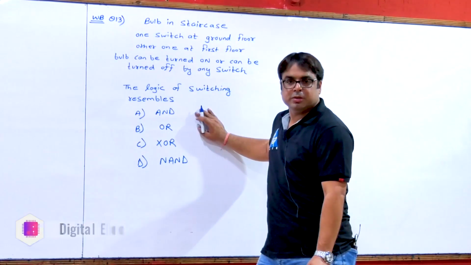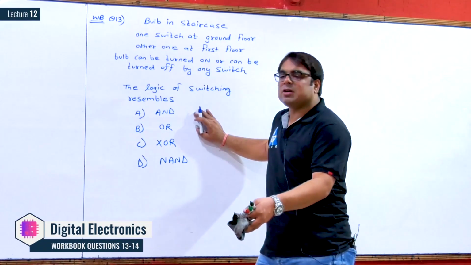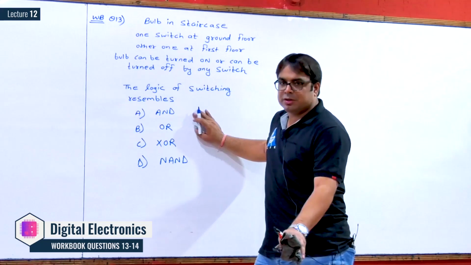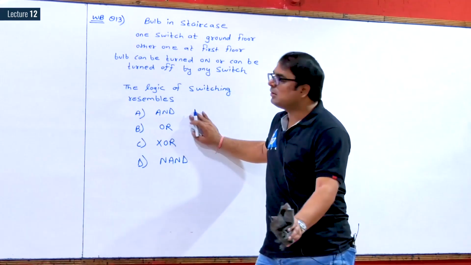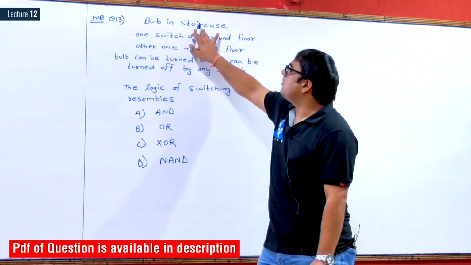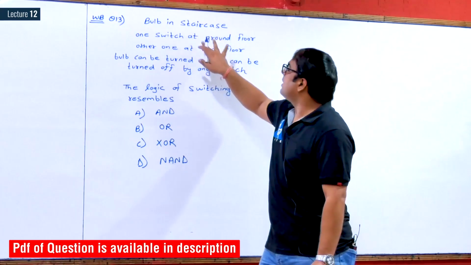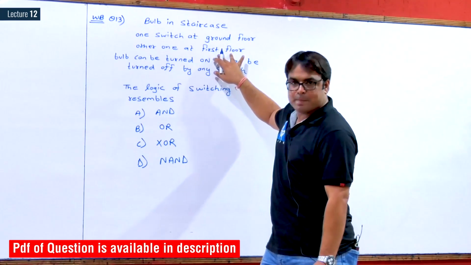Workbook question number 13. This is a bit of a practical type of question, but we will try to solve it in an easy manner. It is given that there is a bulb in a staircase, with one switch at the ground floor and the other one at the first floor.